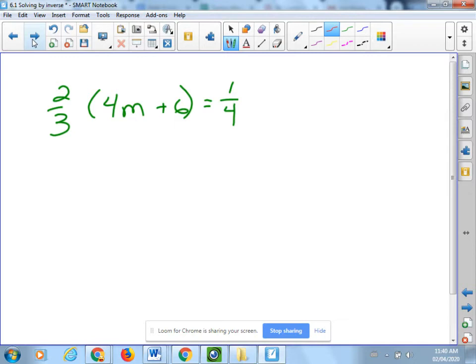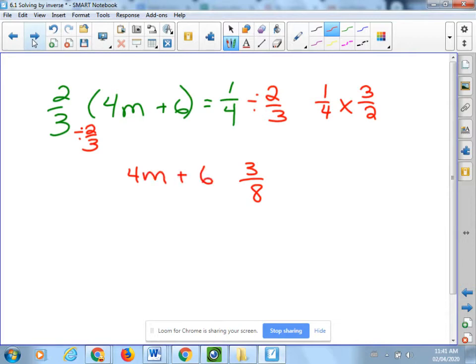If we did a second one, this one is a little bit more complicated because we are going to end up leaving some of it as fractions. The opposite, once again, of multiplying by 2 out of 3 would be to divide by 2 out of 3. What I do to one side, I do to the other. Division is actually multiplying by the reciprocal, which gives me a fraction of 3 out of 8. So I'm left with 4m plus 6 is equal to 3 out of 8.